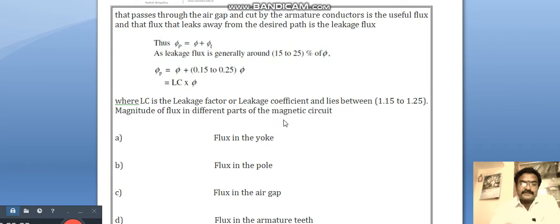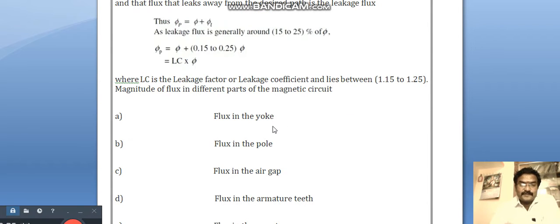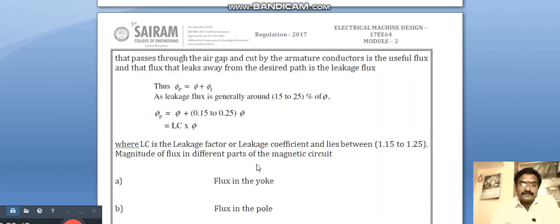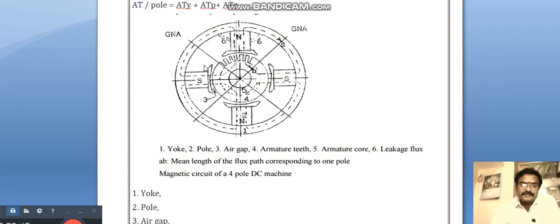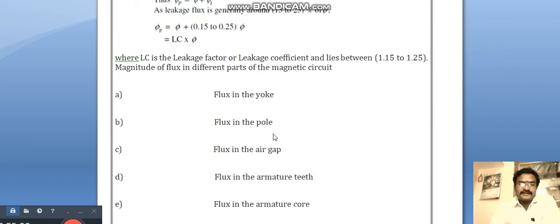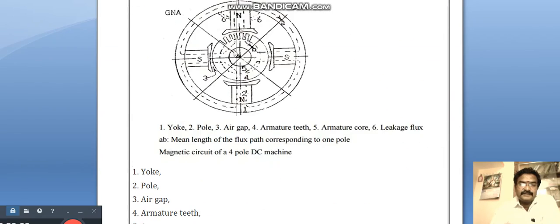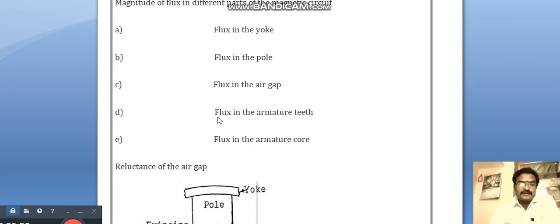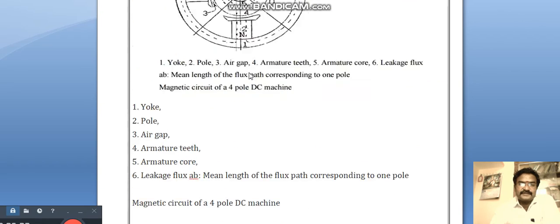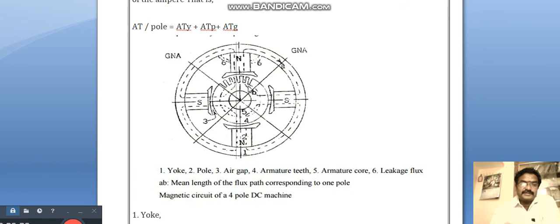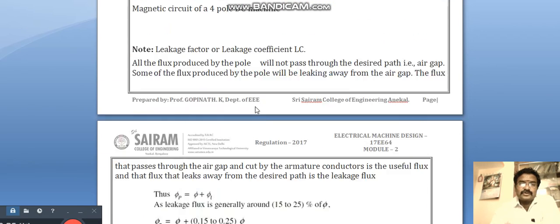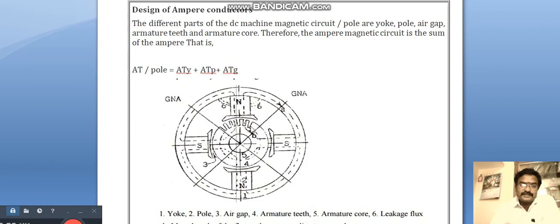The magnetic fluxes of the different parts of the magnetic circuit are: flux in the yoke; second, flux in the pole. Here these are the poles. Third, flux in the air gap between the armature and the poles. Fourth, flux in the armature teeth. Here this is the armature teeth, and then flux in the armature core.